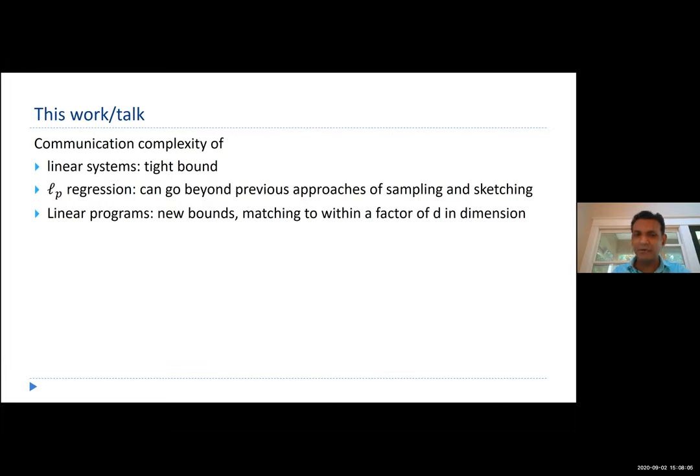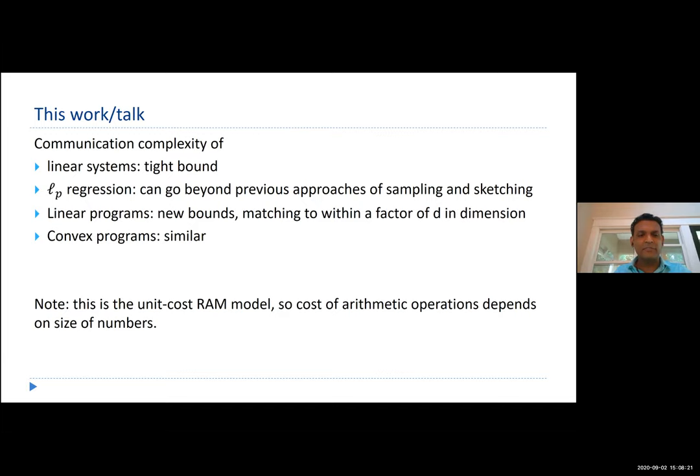And then we'll go to linear programs, where we will be able to show new bounds, but there will be a gap between the upper and lower bound, which I will highlight at the end as perhaps the most interesting open problem here. And finally, similar methods will also have similar gaps for convex programs. Just to emphasize, this is all in the unit cost RAM model. So we don't assume that the cost is one for arbitrarily long numbers; you pay proportional to the length of the number, since we have to communicate these at the end of the day.